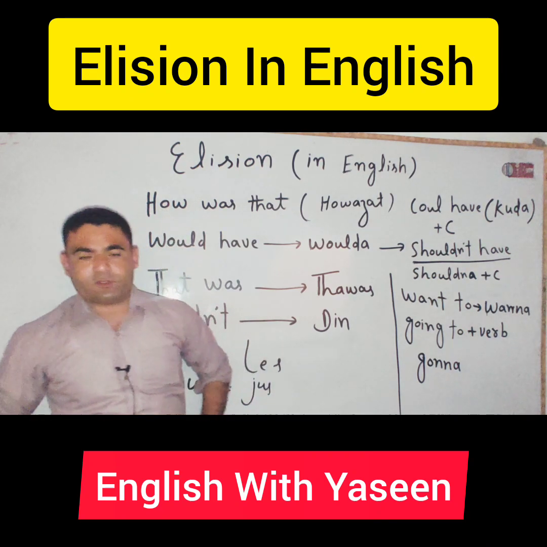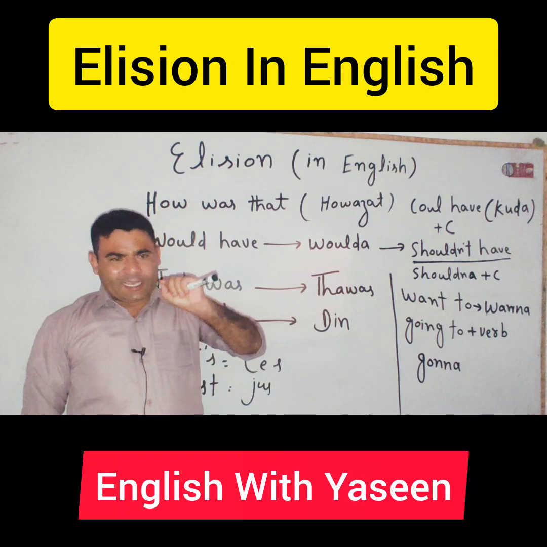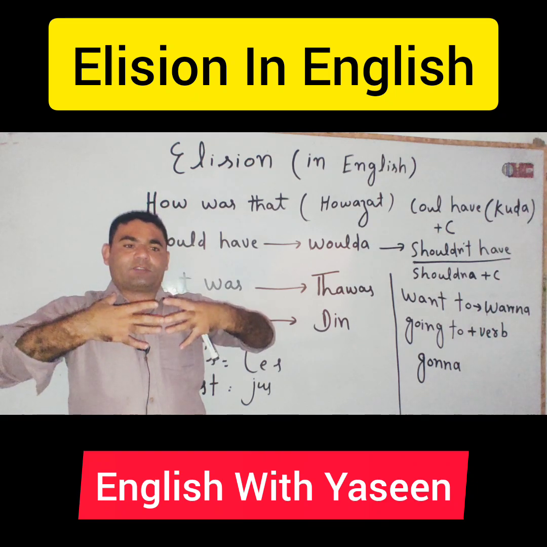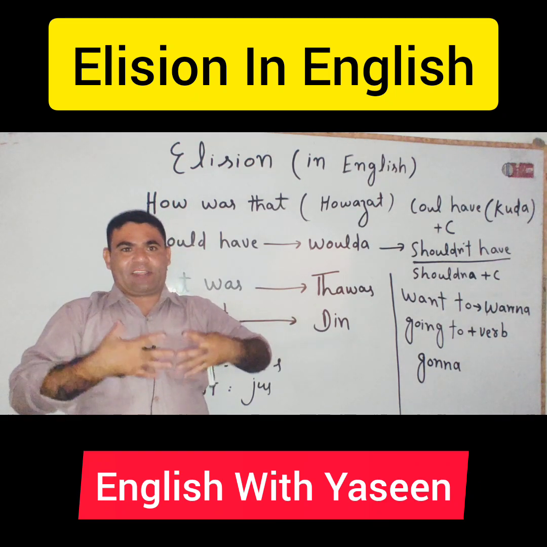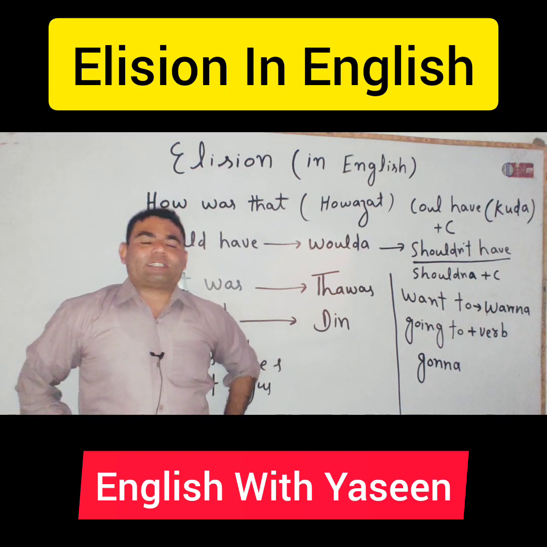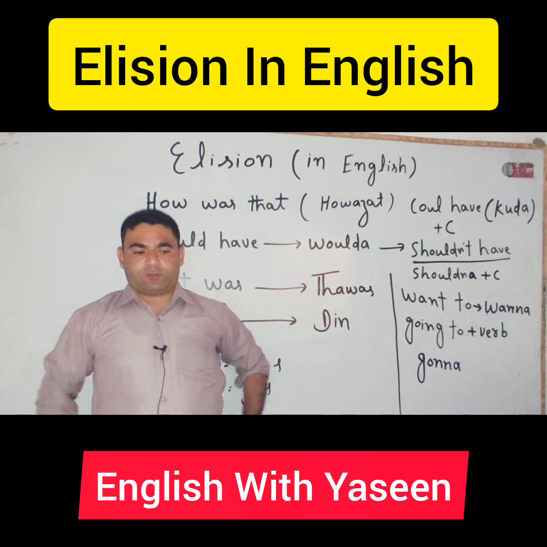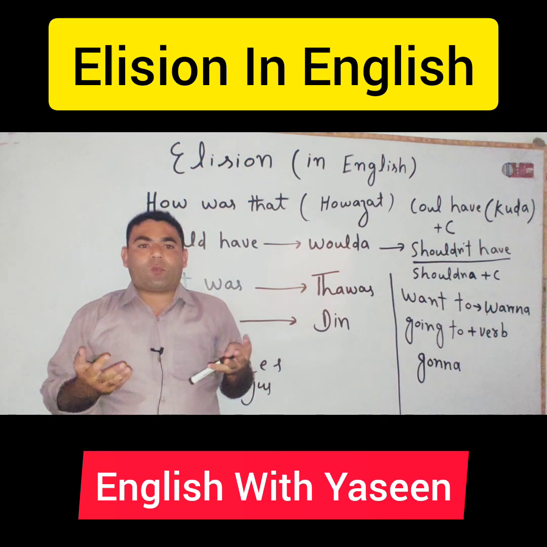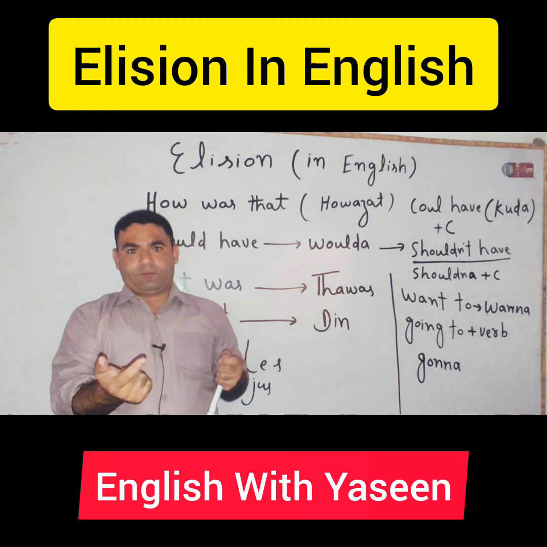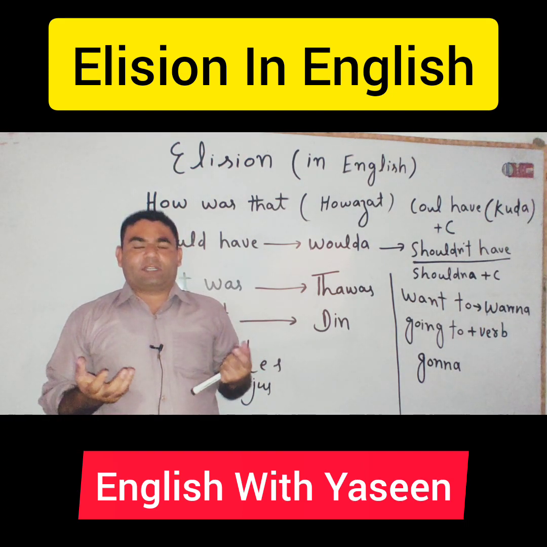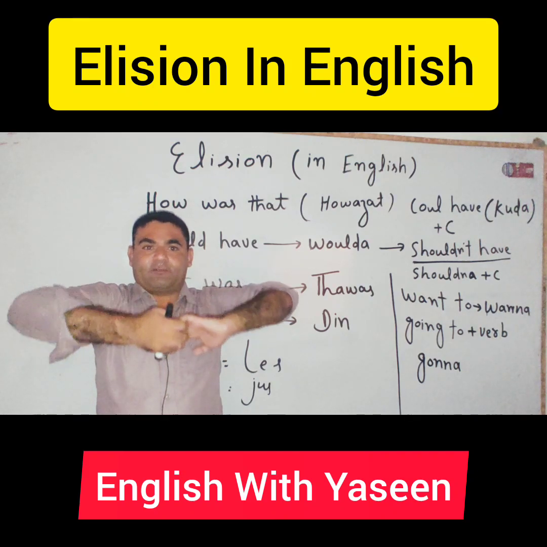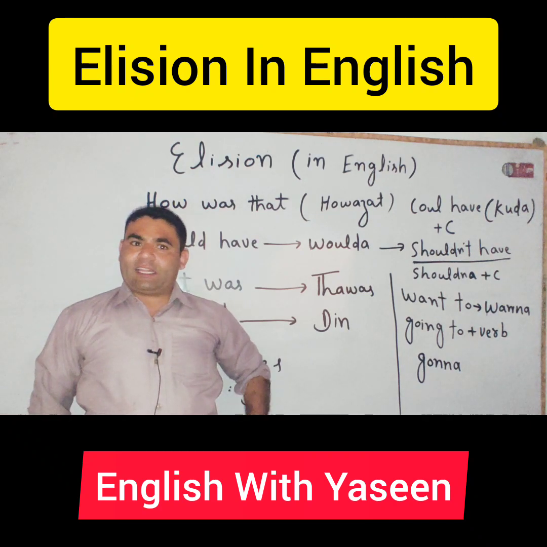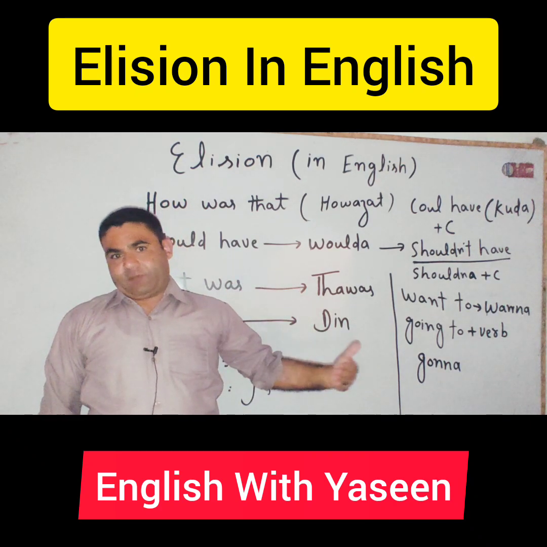First of all, let me tell you what elision is. Elision is practiced a lot. Basically, phonology is a tool which is used to maintain the flow in a language. For example, we speak Pashto, we speak Urdu, so we connect words and phrases. Why do we do this? We do this because we want to maintain the flow in our speech. So in English also, elision is there and elision is practiced.